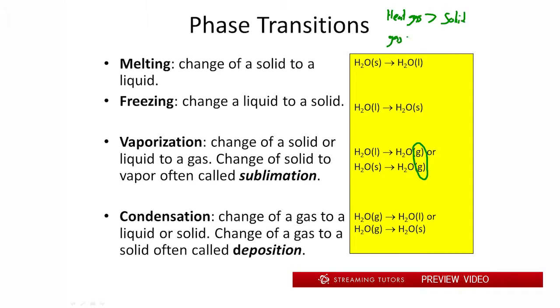Gas is going to have a higher temperature than liquid. It's going to have a higher temperature than solid. So depending on which way the phase transition goes, we can classify it as adding heat to a system or removing heat from a system. So for example, in melting, we're going from a solid to a liquid. So that's adding heat.